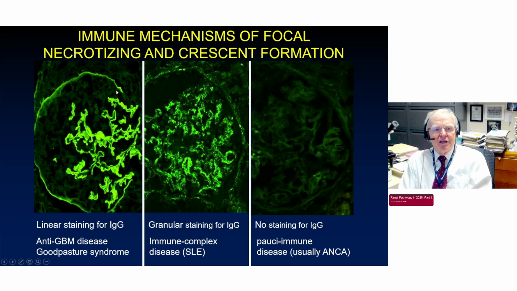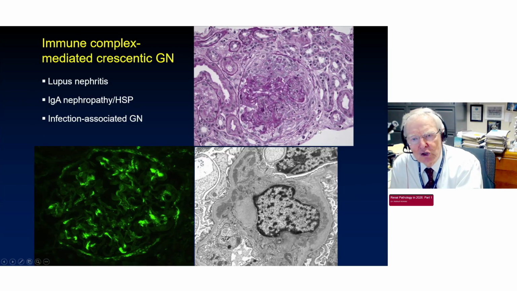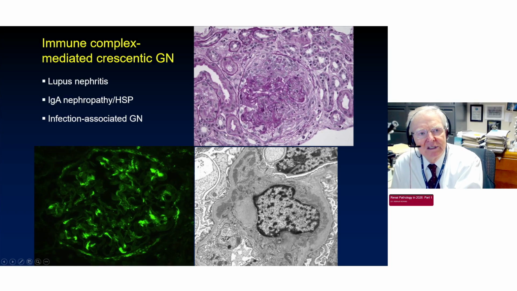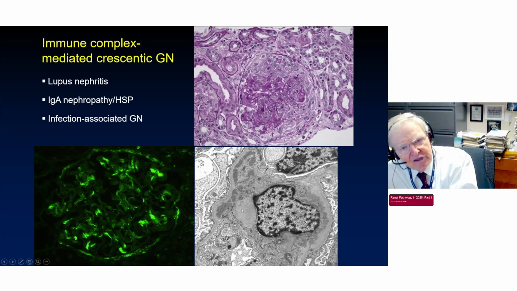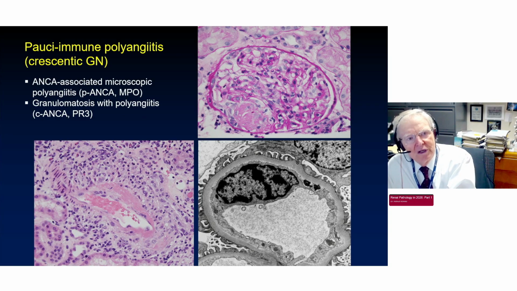So the other mechanism, in addition to the anti-GBM disease, is of course an immune complex disease, either infection-related or autoimmune, and the pauci-immune ANCA-associated disease. Here you have an example of an immune complex disease in a patient with lupus, mostly mesangial deposits, but some crescents there with mesangial deposits, and therefore a very aggressive form, if you want, of lupus nephritis.